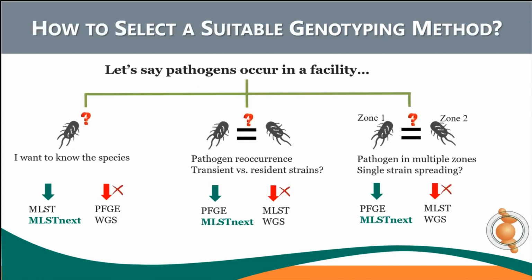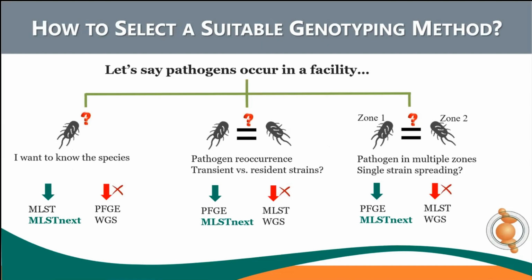But how do we select a suitable genotyping method? Well, it depends on what you need. Let's say I just simply want to know the pathogen species, like whether it's Listeria monocytogenes or Listeria innocua. In this case, both traditional MLST and MLST NEXT would work. But we don't recommend PFGE and WGS in this scenario because these two methods are time-consuming, labor-heavy, and high in cost.